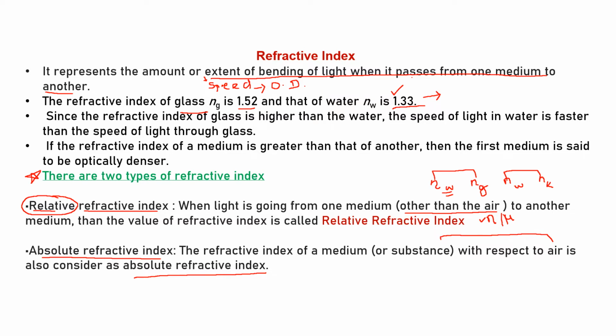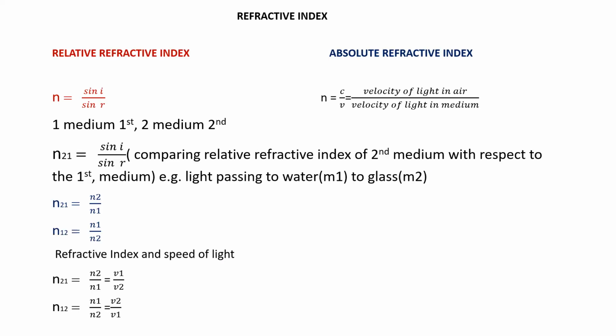And for absolute refractive index, there is only one formula, that is very easy. So let's have a look at the different formulas, right? Refractive index is divided into two parts, relative refractive index and absolute refractive index. So just one formula for absolute refractive index. The refractive index denoted by n is equal to c upon v.